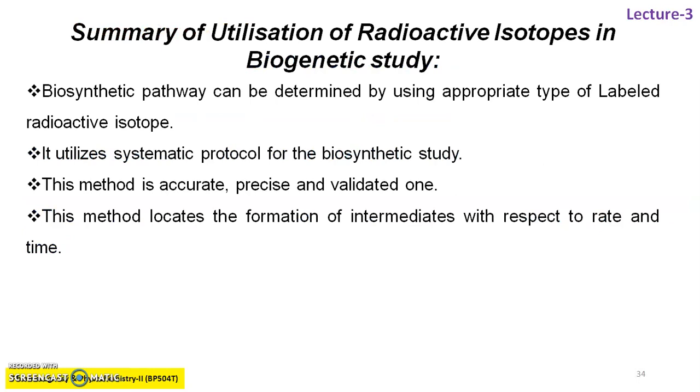Summary: a biosynthetic pathway can be determined by using an appropriate type of labeled radioactive isotope. It utilizes a systematic protocol for biosynthetic studies. This method is accurate, precise and validated. This method locates the formation of intermediates with respect to rate and time.